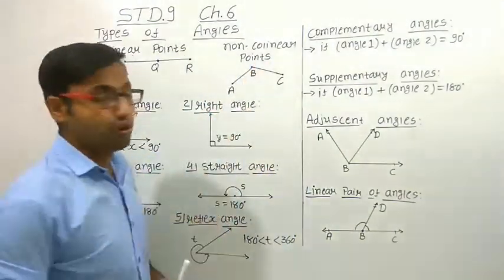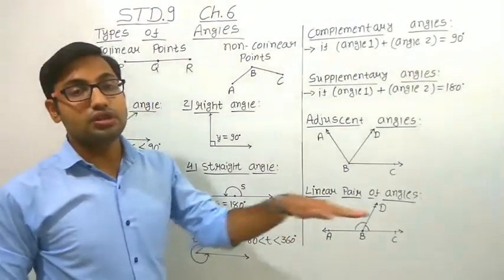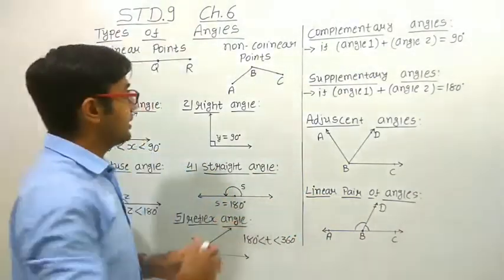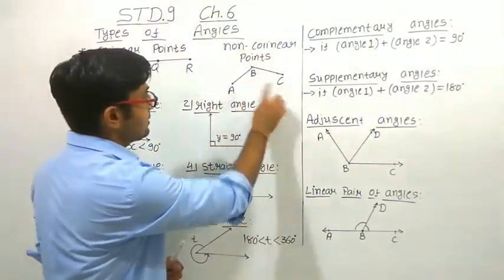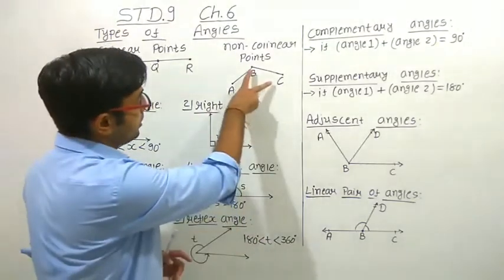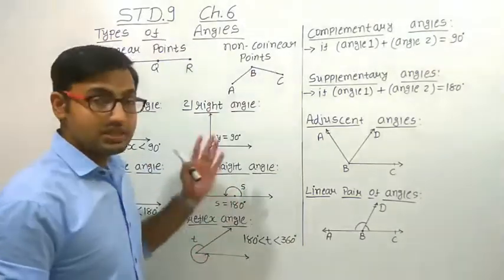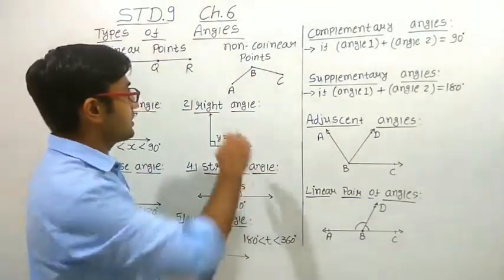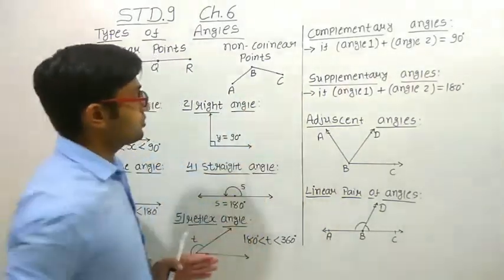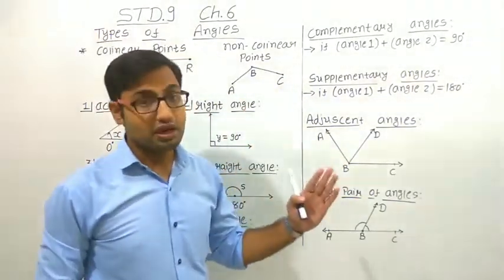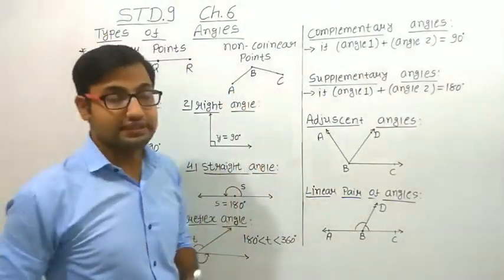While for non-collinear points, the points are not on a straight line. If all 3 points are not on the straight line, then those 3 points are called non-collinear points. Here A, B and C. See, we can draw a straight line from 2 points only. We can draw a straight line passing through BC, or through AB, or through AC. But we cannot draw a straight line which passes through all 3 points, right?